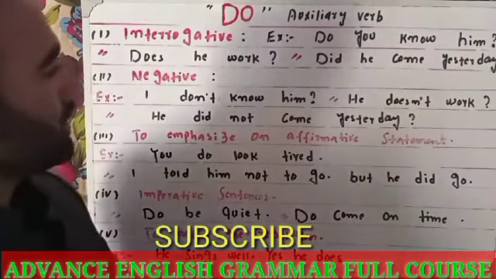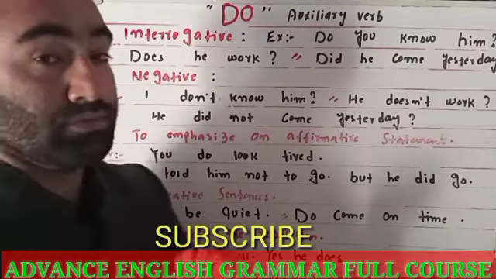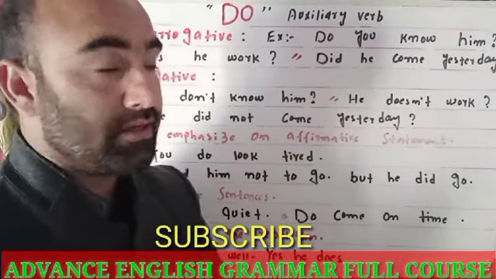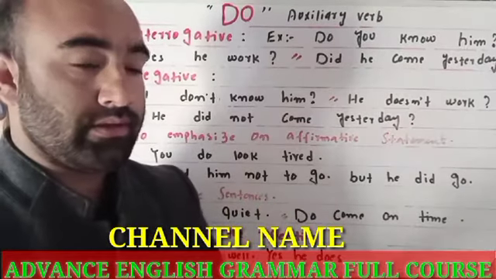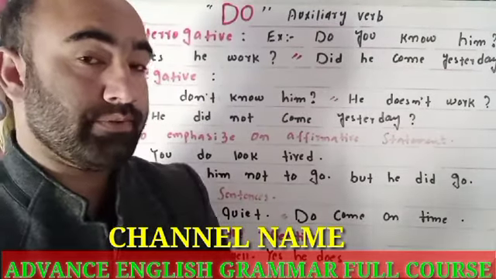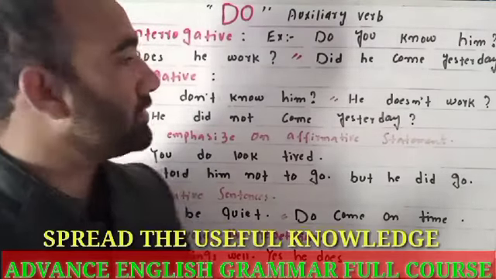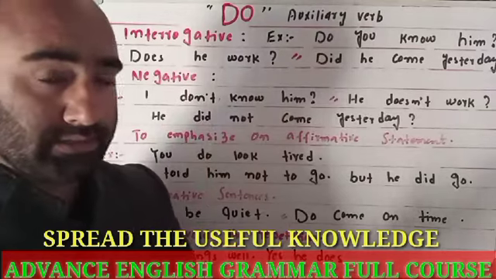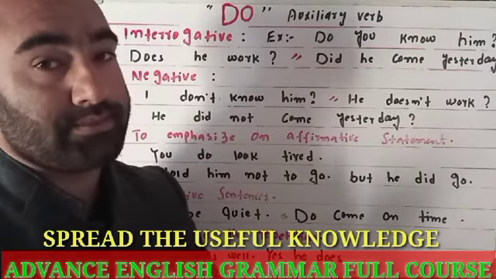Okay, now let's take another example. Does he work? We use does before the third person pronouns. He, she, it, we use there whenever we are making questions. We use does before the subject.